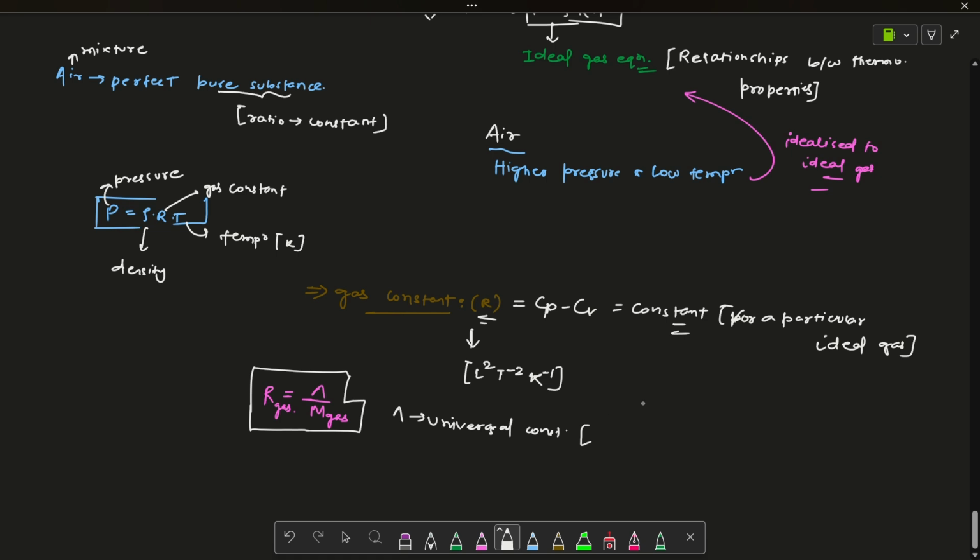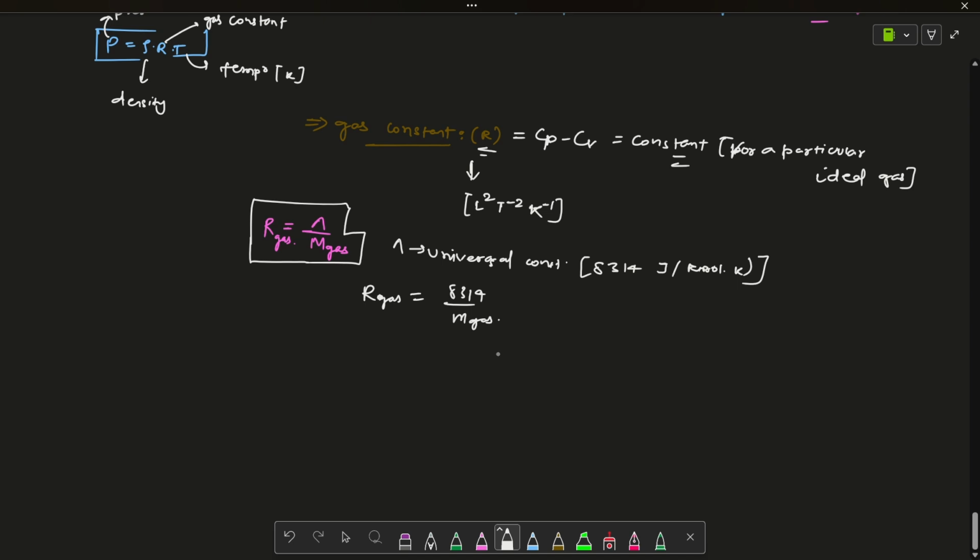Universal constant, and its value is around 8314 joule per kilomole Kelvin. So this is the universal constant value. For a particular gas, if you want to get R, you have to divide this value 8314 by the molecular weight of that gas. Okay, so you will get the gas constant. That means for a particular gas you will get its gas constant.